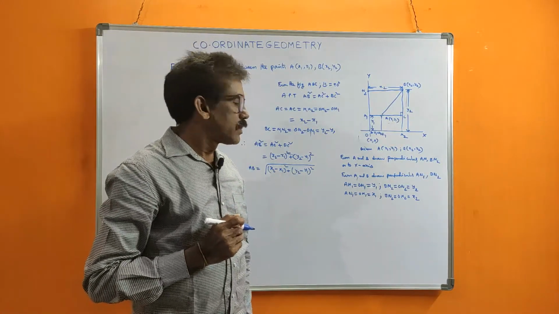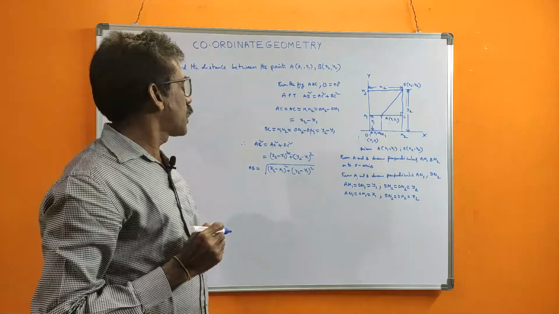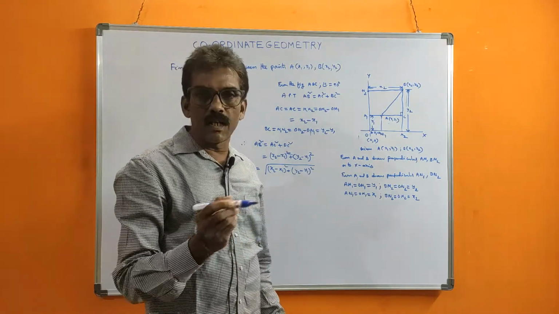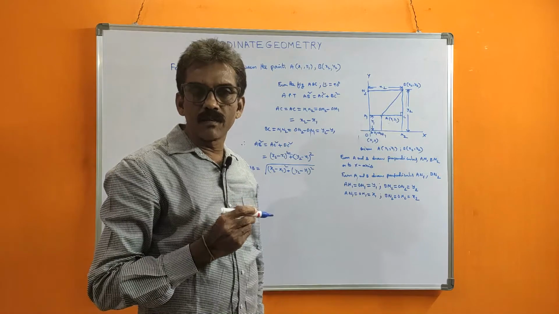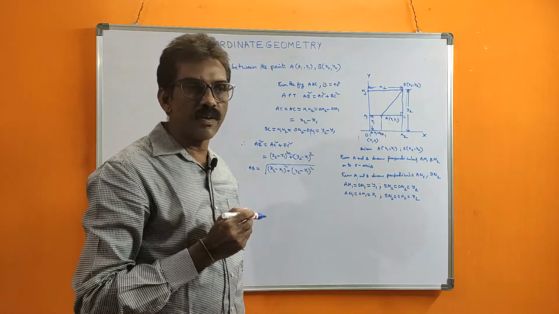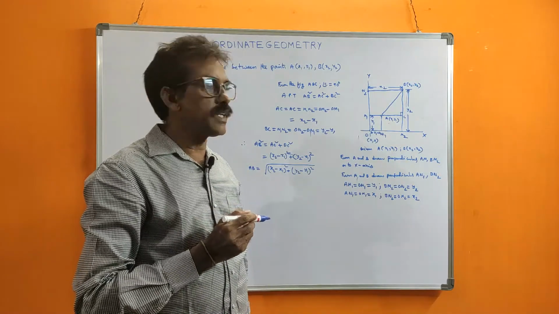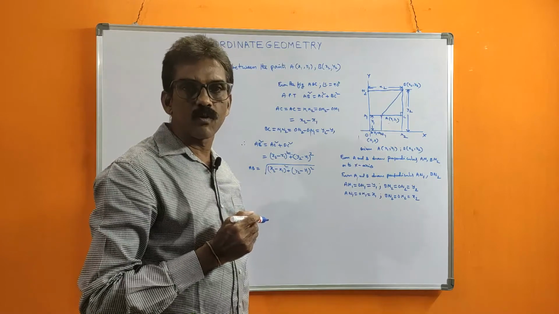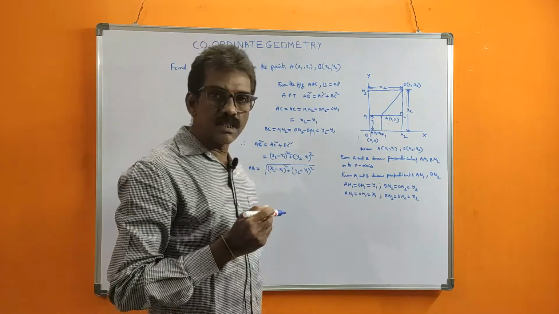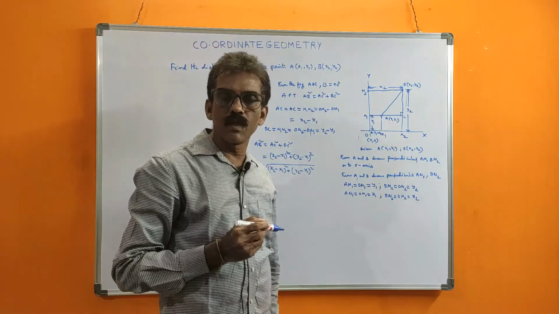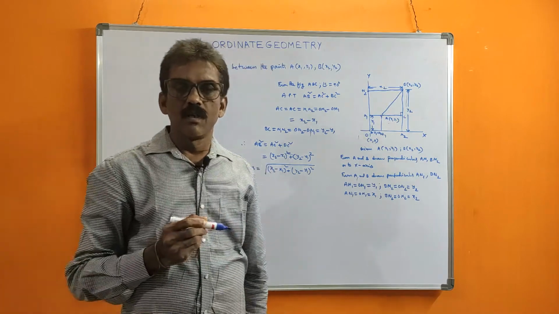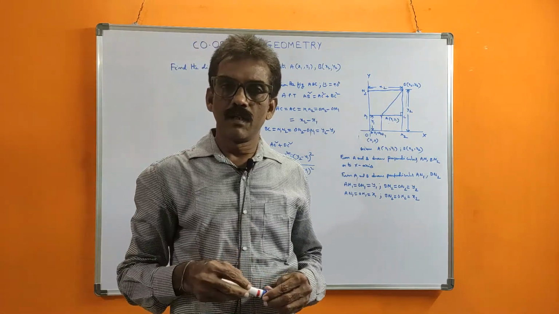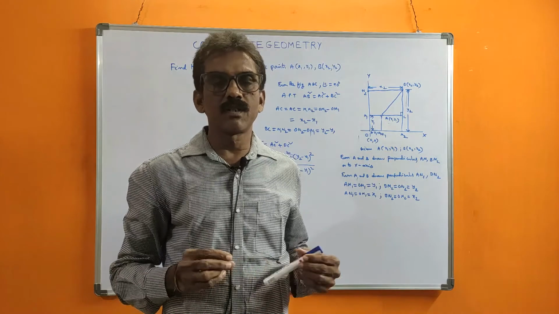Now by using this formula we can find the length between any 2 points whose coordinates are given. Otherwise it is the distance between 2 points, same meaning, same result. I hope everyone understood this lesson.